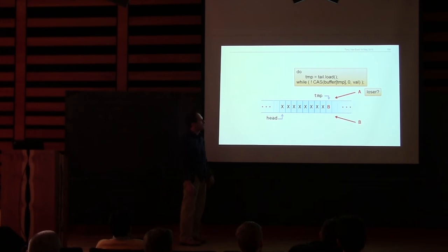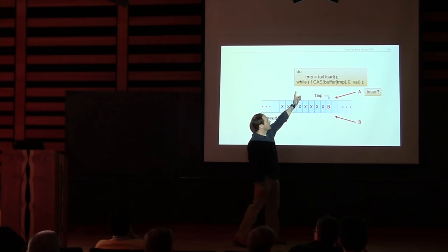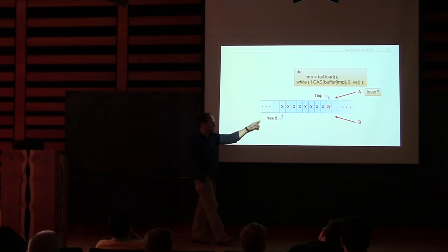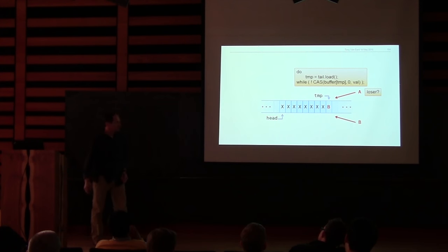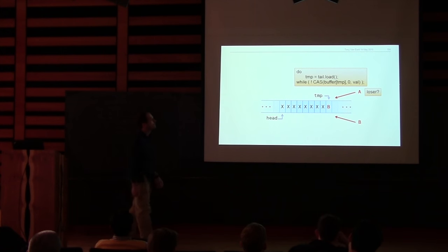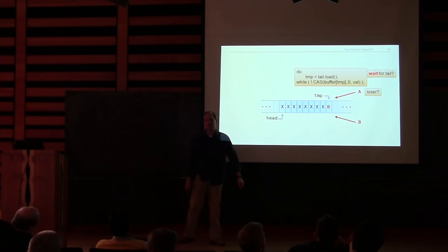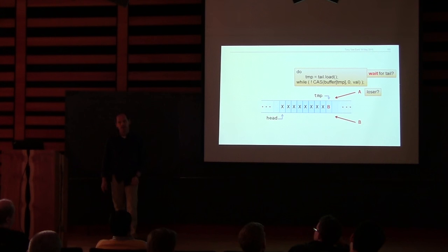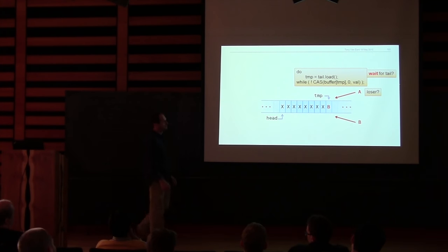What's A going to do? Well, A's going to try again. Right? So he'll go back up. He'll reread tail. Hopefully tail is moving and see if he can go there. If tail hasn't moved yet, he'll just stomp on the same spot over and over trying to get it. So we're always reloading tail, hoping that someone's moved it along. So A is waiting for tail to move. Once again, if B dies, A thread will wait forever. So we can't quite just do that.